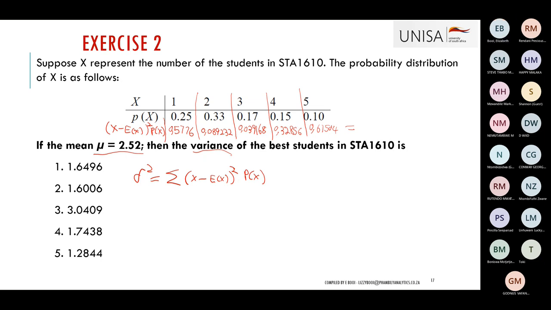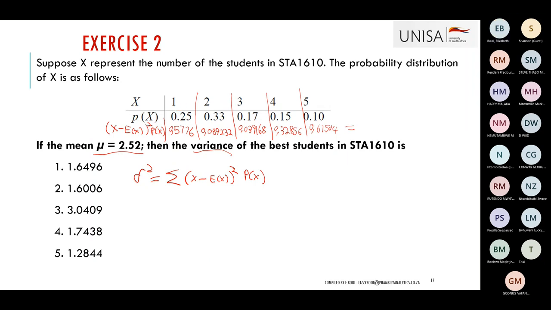Are we winning? Are we done? Yes, the answer, it's 2.00211. I get 1.6496. Okay. Let's see how we work it out.